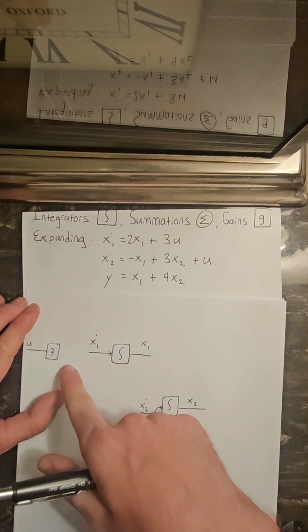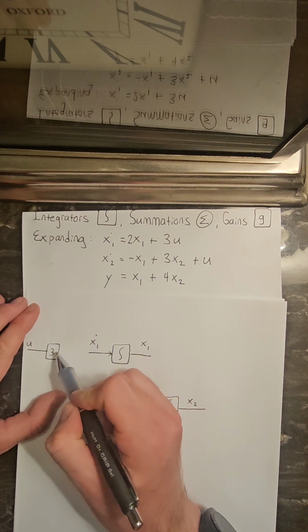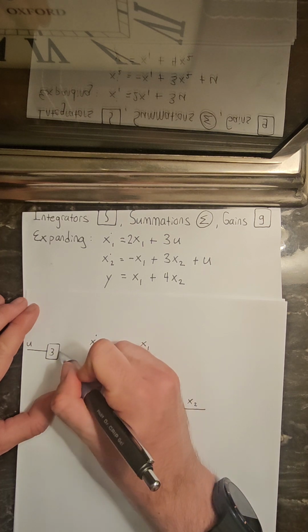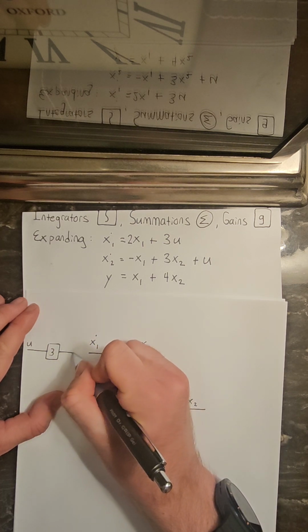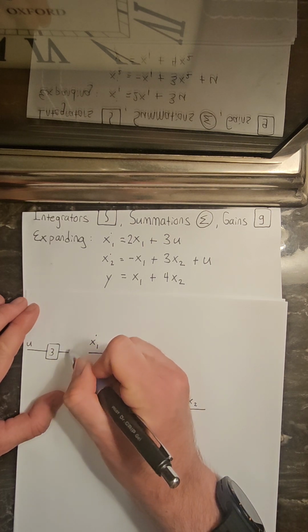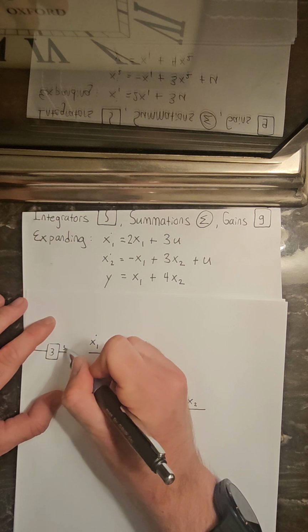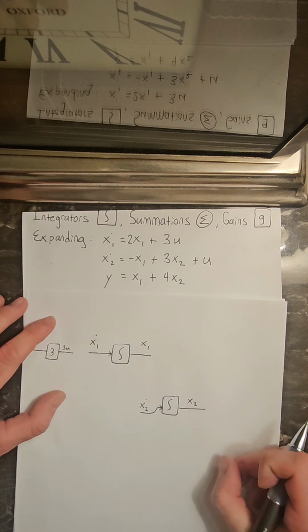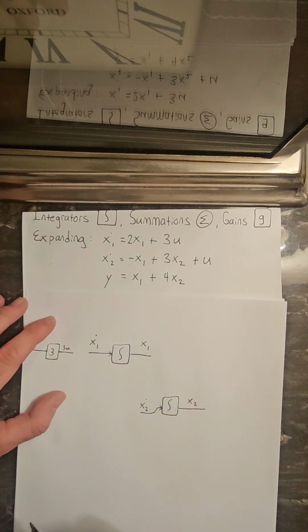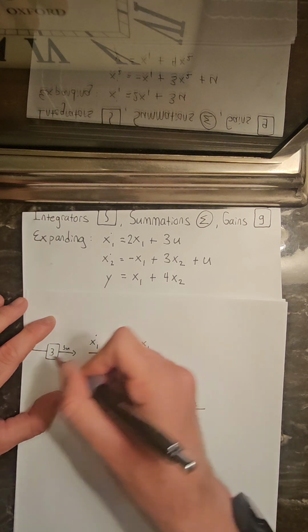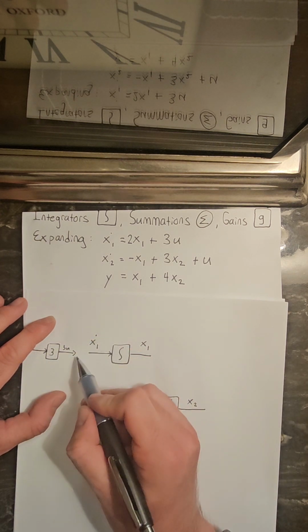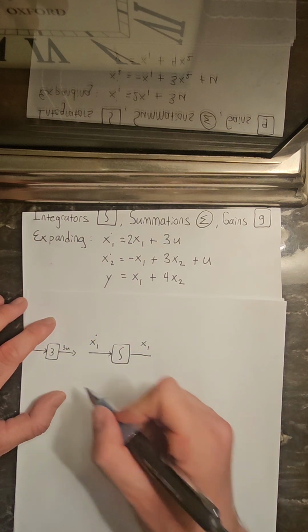So on the output of this, u goes in, it gets multiplied by 3, and this is going to be 3u right here on this output. All right, so maybe I'll just write that for clarity. 3u is right there. And this is going in, and that's the output here.